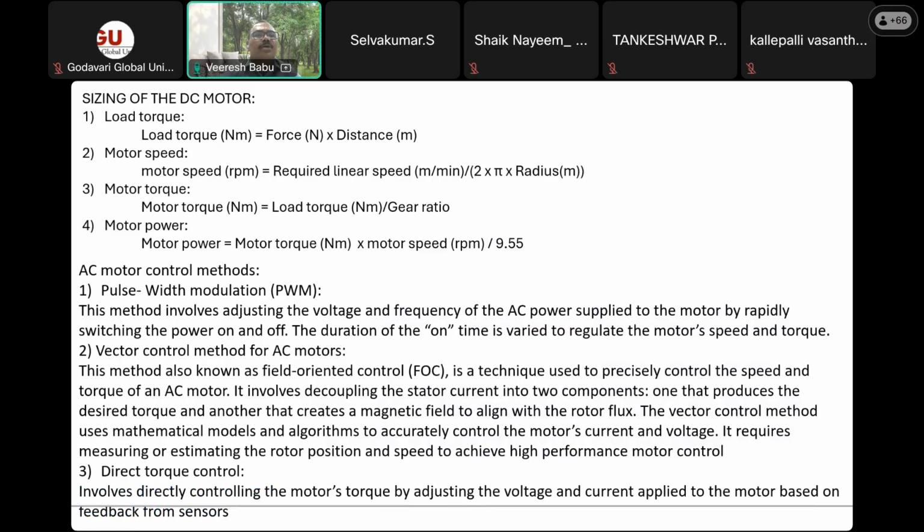So ultimately this is the number 4. If you see, motor power is equal to motor torque times motor speed.